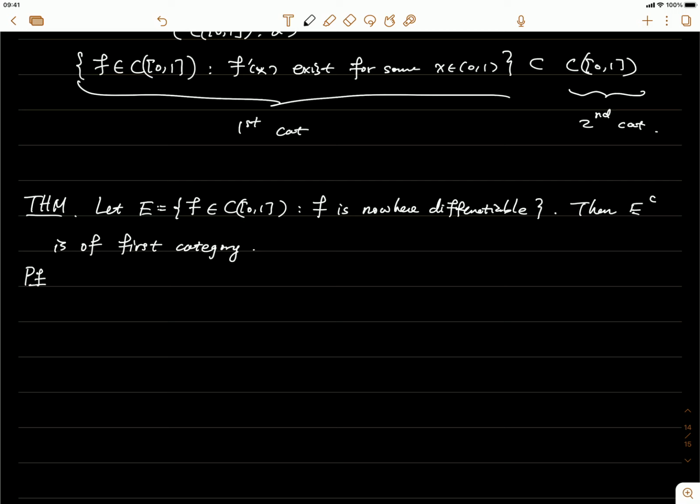Okay, so we said that this E is a set of functions that are nowhere differentiable. So we're going to show that the E complement is of first category, as we planned. How do we show this? To show that the E complement is of first category, we need to show that the E complement can be written as a countable union of nowhere dense sets. So first of all, let's look at what E complement is. It is the set here.